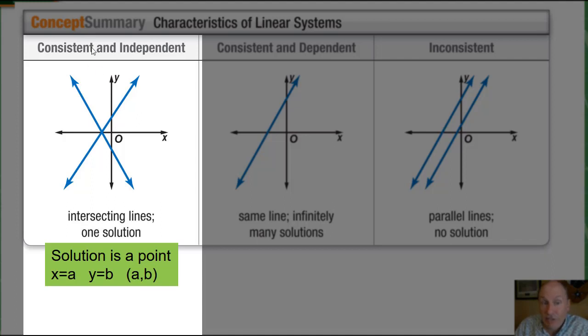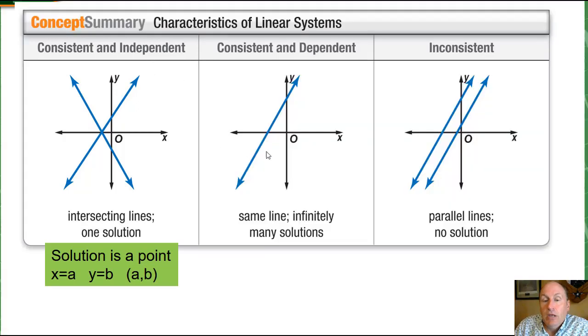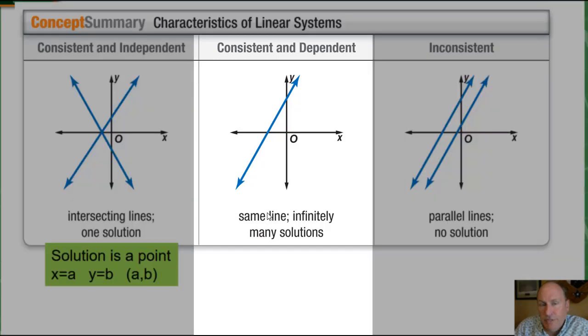That is called a consistent and independent system. It's consistent because there is a solution. It's independent because there's only one solution. The second category of systems comes when they are the same line. Fairly rare. Usually one is a multiple of the other.